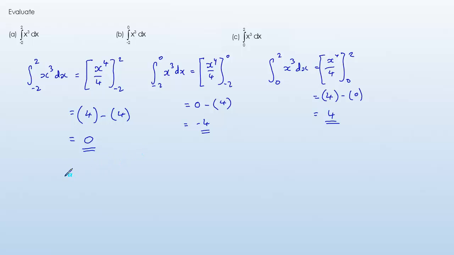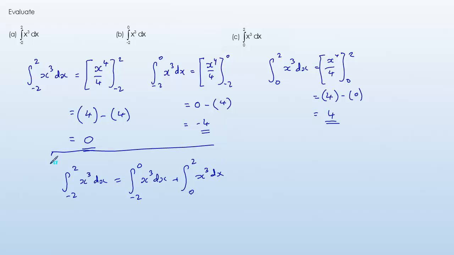Now what we're illustrating here is that the integral from -2 to 2 of x cubed dx is equal to the integral from -2 to 0 of x cubed dx added to the integral from 0 to 2 of x cubed dx. And we discussed that in more general terms earlier in this section of the course. What implication does that have for area?